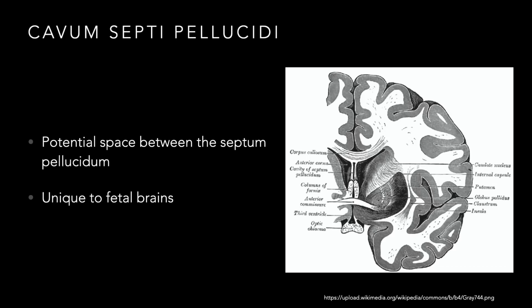The cavum septi pellucidum represents a space between the septum pellucidum, right? There's a paired septum pellucidum, and this is a unique anatomic structure in the fetal brain. It's present in about 100% of all fetuses, and it disappears between 3 and 6 months of post-birth age in the vast majority of people, about 85%. It's a space between the lateral ventricles that connects the corpus callosum to the fornix and the anterior commissure of the fetal brain.